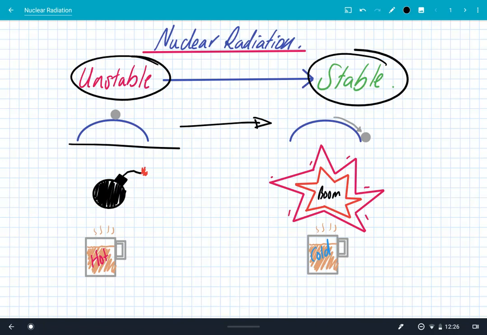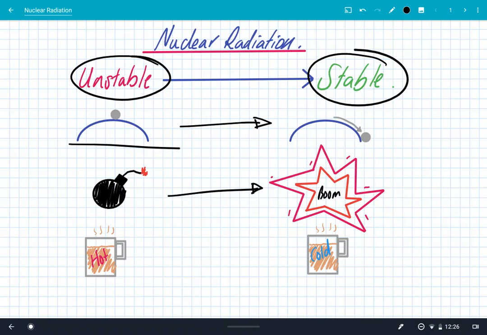If you look at a bomb, and this bomb is going to blow up, it's got loads of chemical energy stored in it. And it wants to explode. As soon as there's enough activation energy to start the chemical reaction, it will explode and it will become more stable. The thermal energy will be dissipated once more.